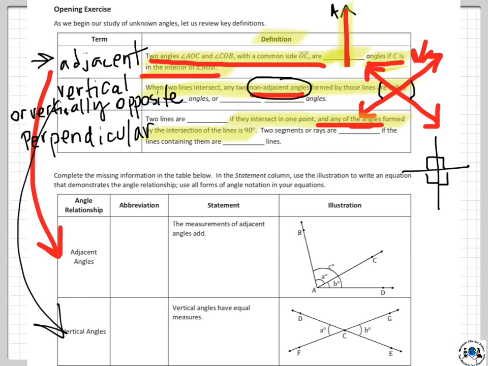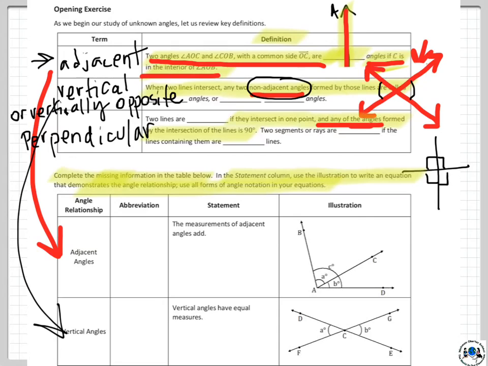All right, so let's go ahead and see. It says here we also have some missing information. Complete the missing information in the table below. In the statement column, use the illustration to write an equation that demonstrates the angle relationship. Use all forms of angle notation in your equations. Let's just go ahead and do this together.